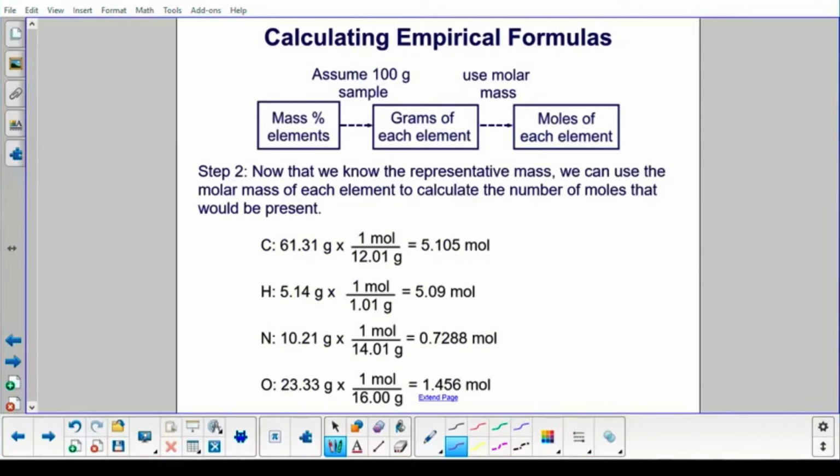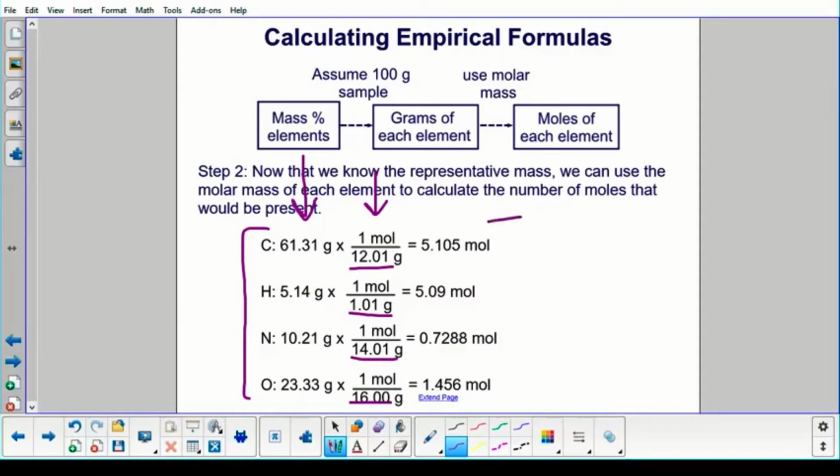Step 2. We know the representative mass. We can use the molar mass of each element to calculate the number of moles we have. So let's look at this table over here. We found this column on the previous slide, so if you'd like to review that, go ahead, and that totals up to the 100 grams of the sample. And then this chart, we take the molar masses, and we get this off the periodic table. So carbon, 12.01 grams, that's 1 mole. Hydrogen, the AMU converts over to grams, that's 1.01 grams. Nitrogen has an atomic weight, 14.01, and oxygen, 16.